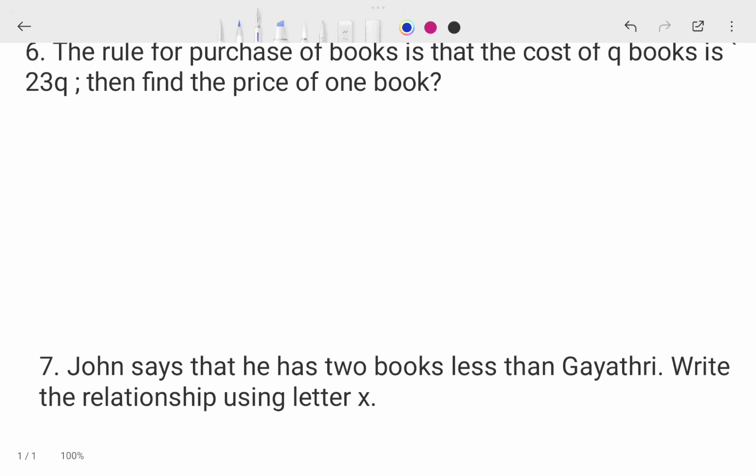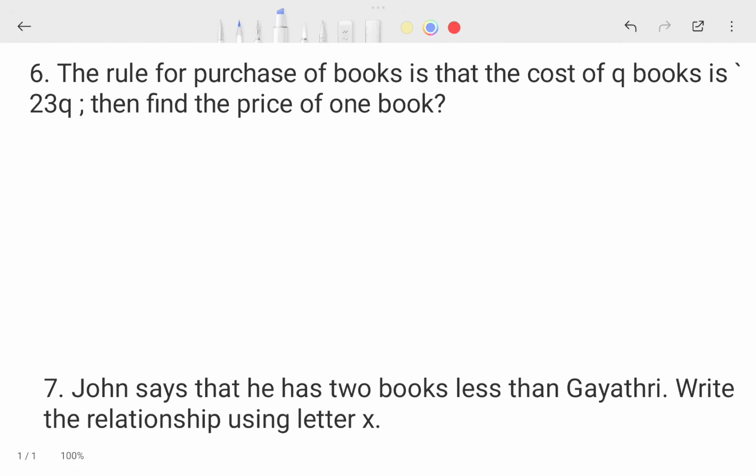Okay, so let's talk about the sixth question. The rule of purchasing of books is that the cost of q books is 23q. Then find the price of one book. So this question is very easy; just understand what the question is telling. The rule for purchase of books is that the cost of q books is 23q.